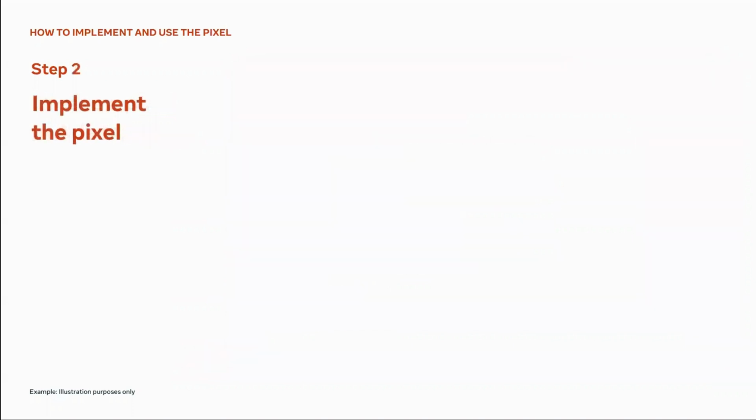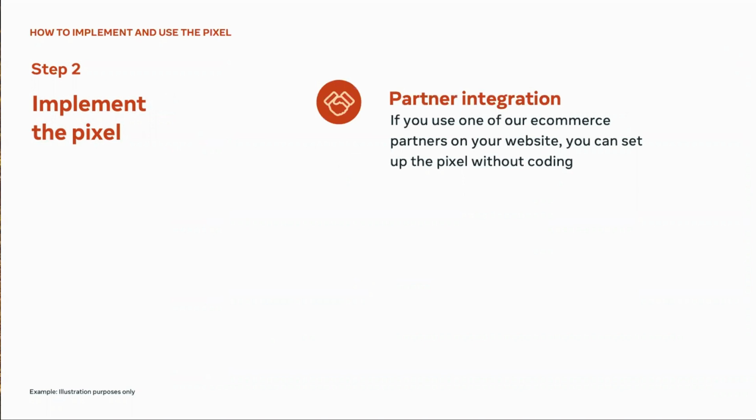So the second step we're going to take now is to implement it. There's two ways to implement the pixel. The first way is the easy way, through what we call partner integration. If you're using one of the e-commerce partners or a website partner on your website, you can set up the pixel without entering any kind of code.